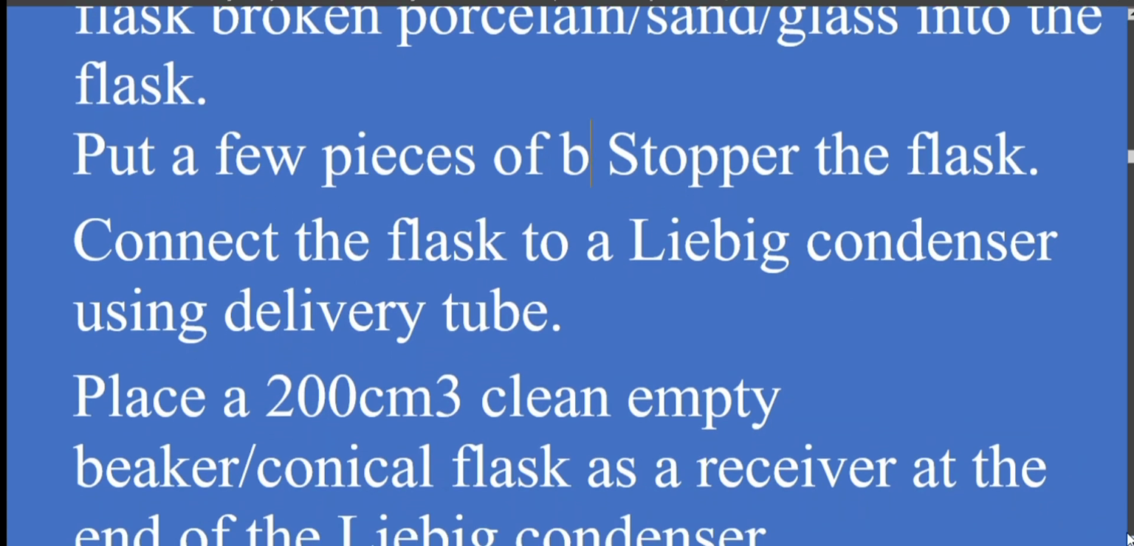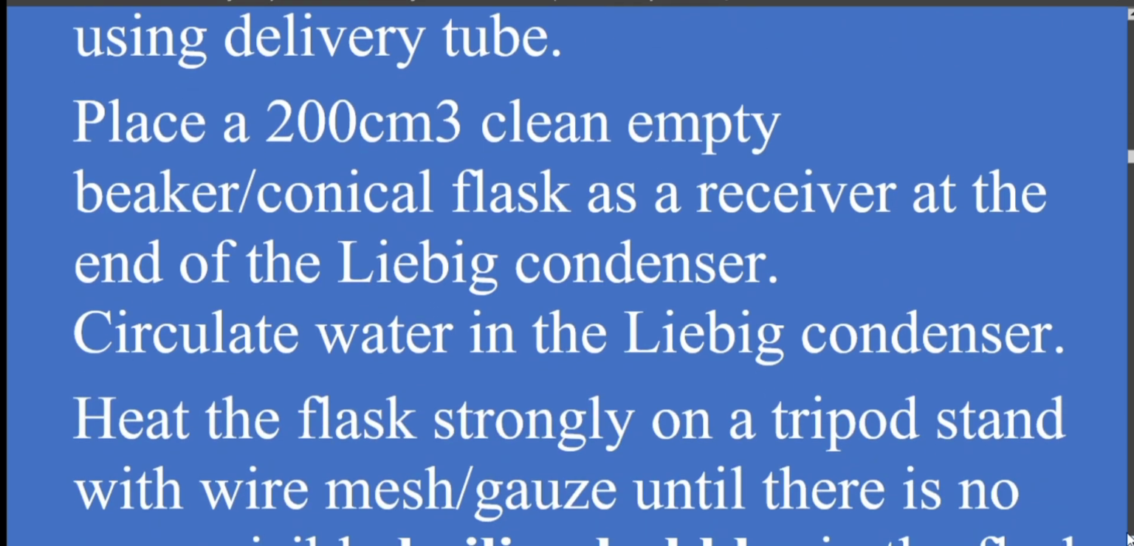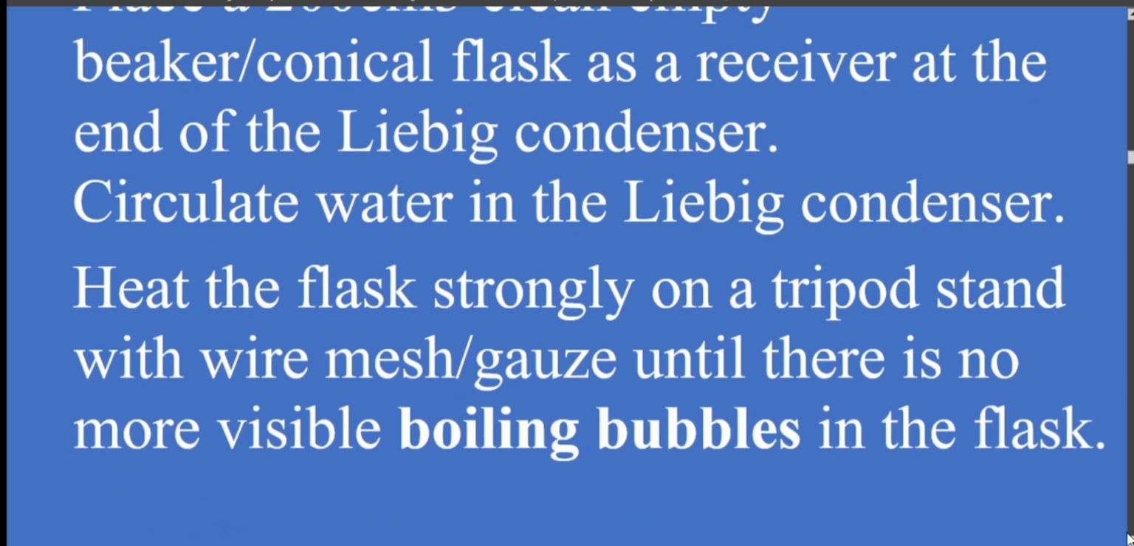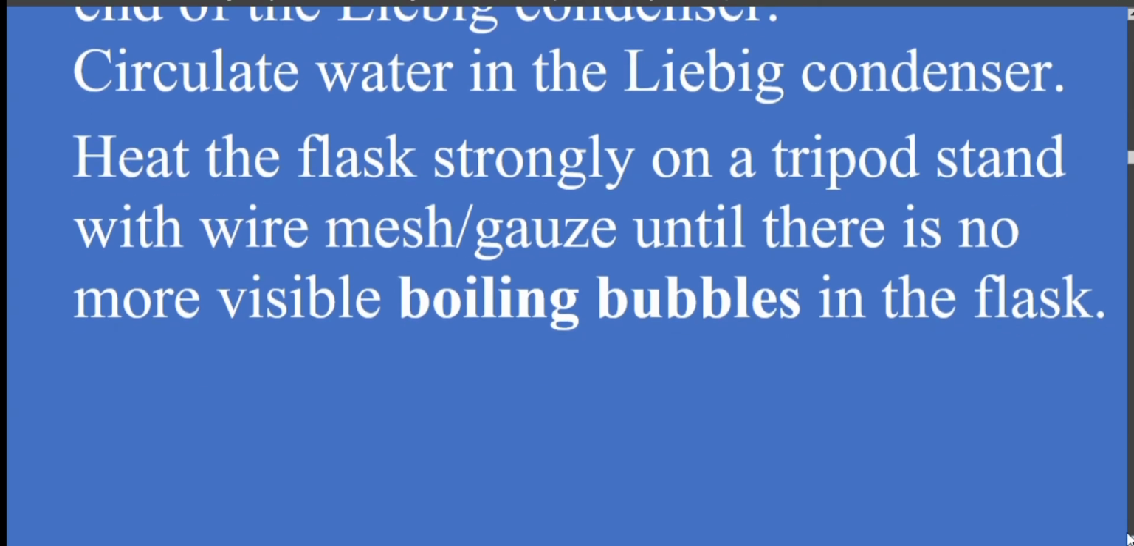Then we place about 200 cubic centimeter clean empty beaker or conical flask as a receiver at the end of the Liebig condenser. We circulate water in the Liebig condenser. We heat the flask strongly on a tripod stand with a wire gauze until there are no more visible boiling bubbles in the flask.